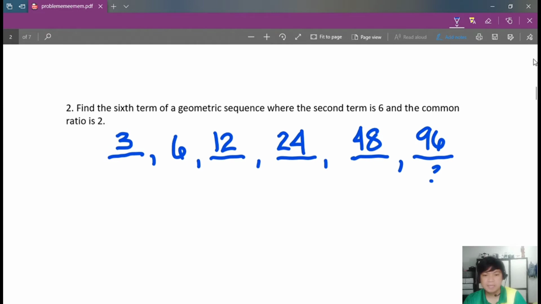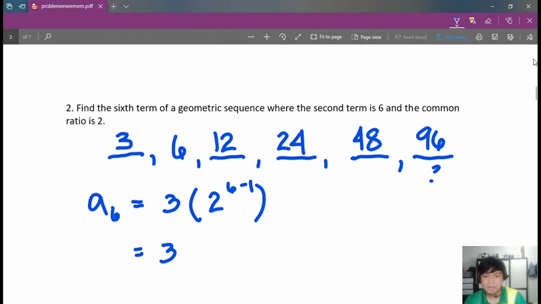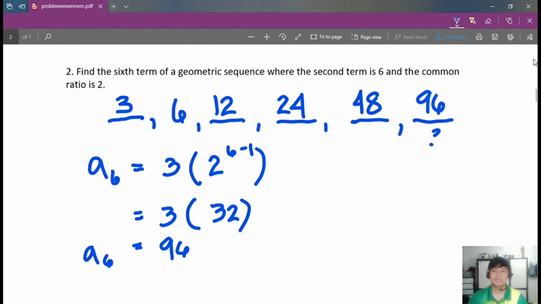So, that is a sub 6. We're looking for the sixth term, which is equal to 3 times our common ratio 2 raised to 6 minus 1 power. So this is 3 times 2 raised to 5. So 2 raised to the 5th power is 32. So 32 times 3 is 96. So our sixth term is 96.